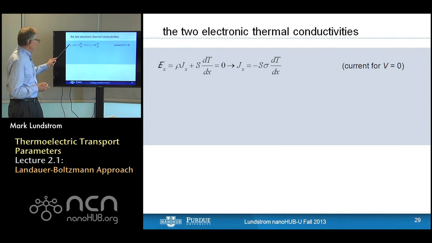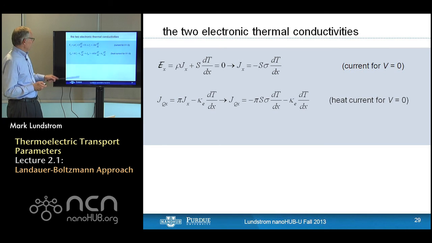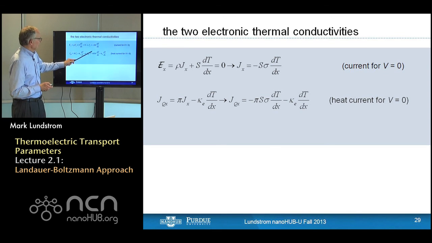If I look at the electric field, and if I short circuit it, I can find out what current flows under short circuit conditions, and we find the current is proportional to the temperature gradient. Then if I look at the electronic heat current, my expression for it is this. If I evaluate this current under short circuit conditions, I'll use the short circuit current, and now you can see that everything is in terms of temperature gradient.